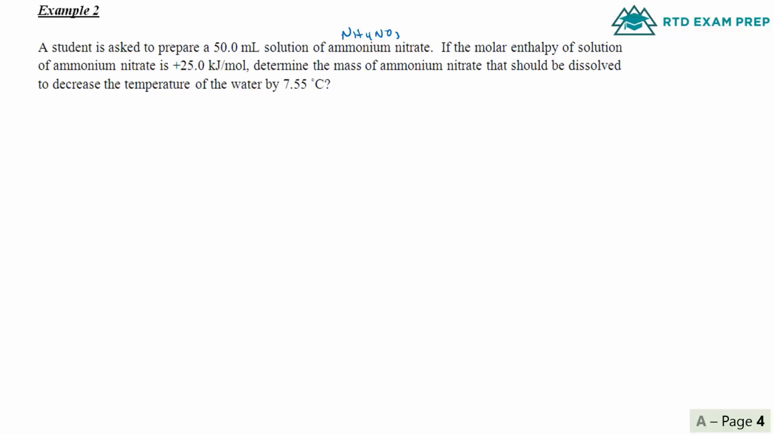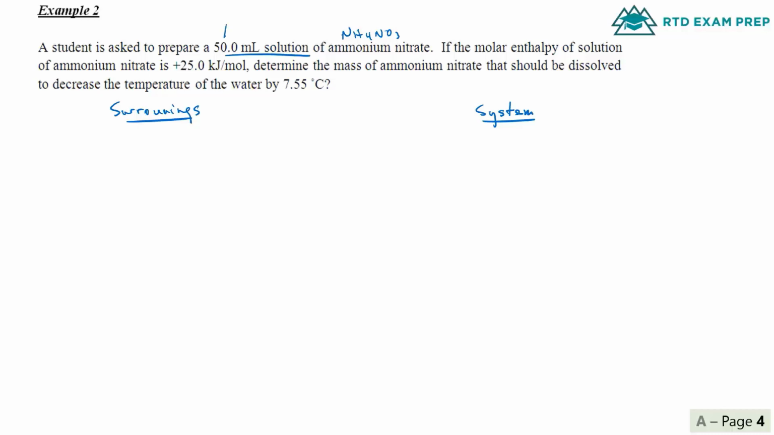Now, from the previous slide, I talked about how the different data values can be broken up into either being part of the surroundings or part of the system. And that's what we're going to do. We're going to divide up the data values as either part of the surroundings or the system. In this first bit, where they say that the student is asked to prepare a 50 ml solution of ammonium nitrate, we have ourselves a 50 ml solution.